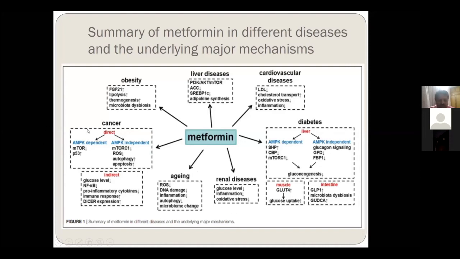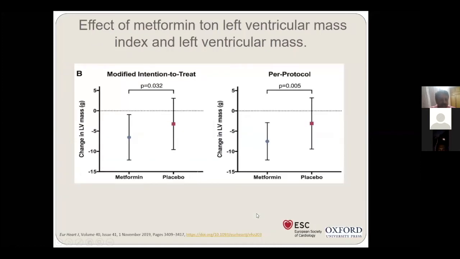Even cancer has been shown to be reduced because it acts on the mTOR. And by the mTOR, it increases the autophagy, increases apoptosis. So it's a multifaceted drug, and it has multiple actions, and it has also been shown to reduce the LV mass. In a study where metformin was compared with placebo, there was a significant, almost around 5 gram decrease in the LV mass index documented. In the per-protocol analysis also, they have shown a reduction.